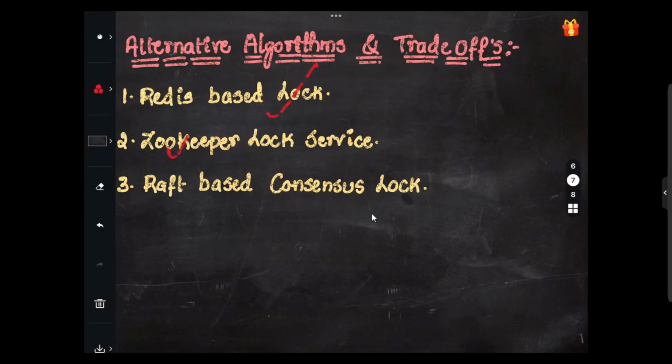The second one, Zookeeper lock service. Advantages, strong consistency and it is reliable. Disadvantages, high latency as well as a complex setup. The third one, we can go with a Raft based consensus log. Basically it is fault tolerant, and it goes on with leader election. The main con is heavy implementation overhead.